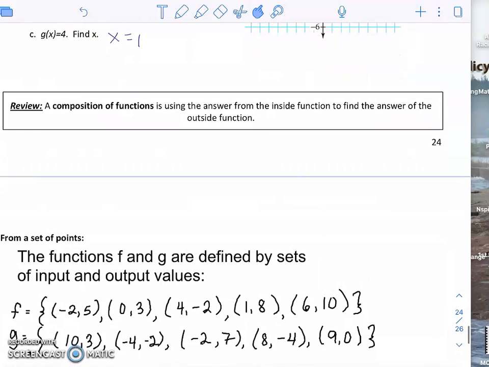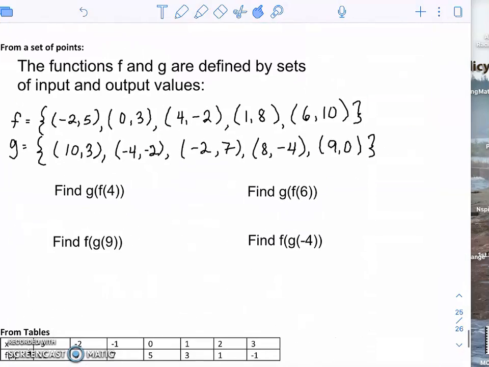So what we're going to do today is review this composition of functions. Remember, we do the inside first. So we're trying to evaluate what's f of 4. If we go to f of 4, we see it's negative 2. So I'm really evaluating g of negative 2. And if we look at negative 2, here it is. So our answer is 7.